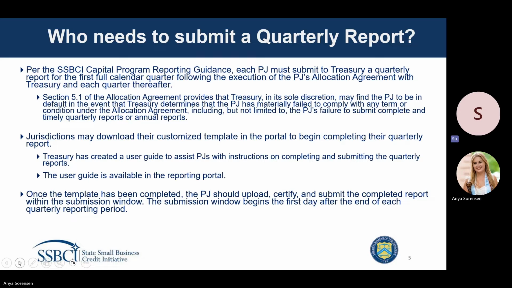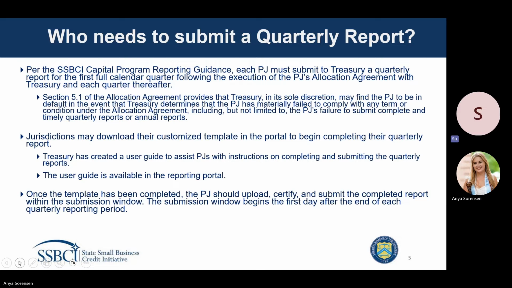Each jurisdiction must submit to Treasury a quarterly report for the first full calendar quarter following the execution of the jurisdiction's allocation agreement with Treasury and each quarter thereafter. As an example, a jurisdiction that signs the allocation agreement in the second quarter, which is the reporting period from April 1 to June 30th, the jurisdiction's first quarterly reporting requirement starts in the third quarter. And for jurisdictions that sign the allocation agreement in the third quarter, which is the reporting period from July 1 to September 30th, the jurisdiction's first quarterly reporting requirement will start in the fourth quarter, and so forth.